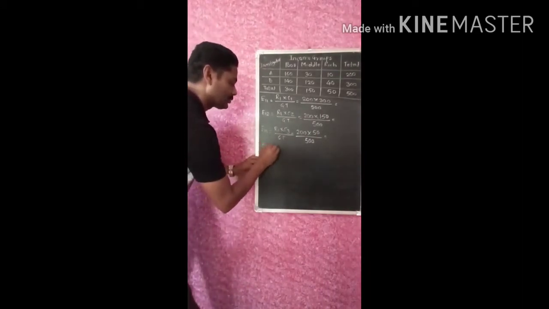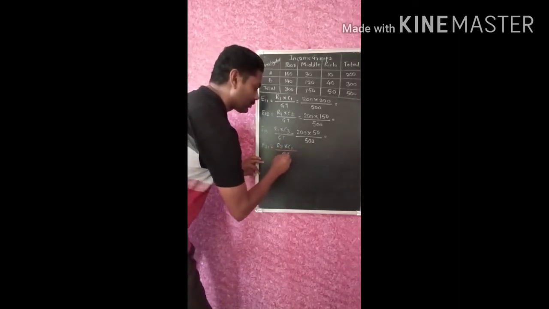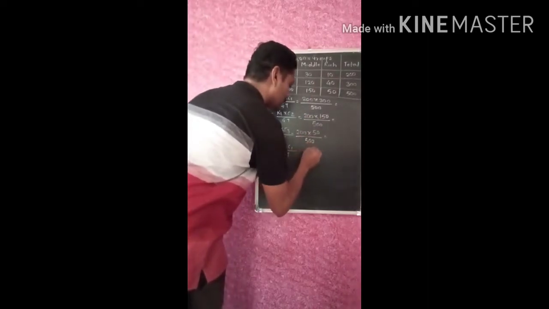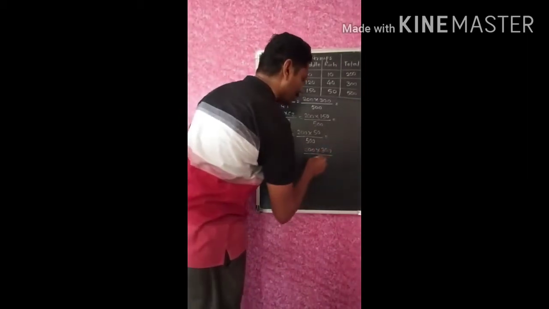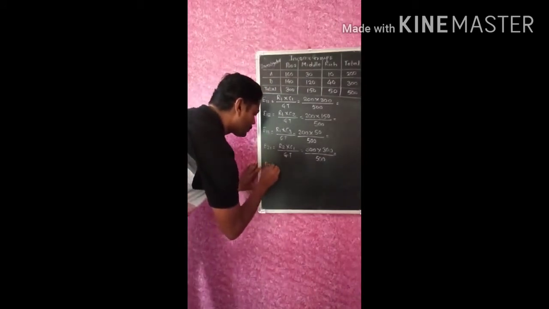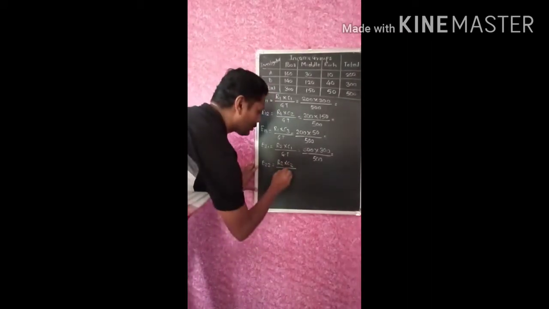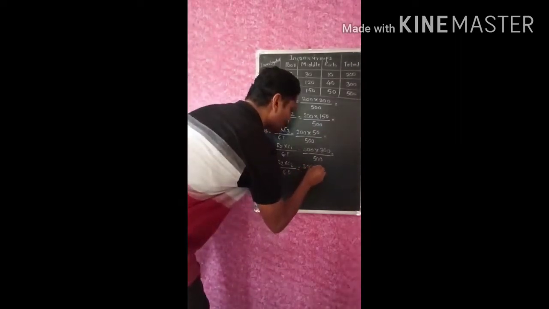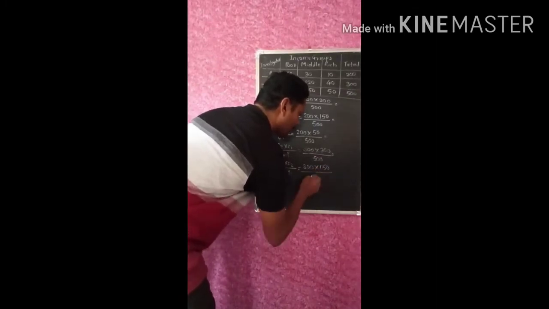E21, R2 into C1 divided by grand total. R2 second row total 300, C1 first column total 300, divided by grand total 500. E22, R2 into C2 divided by grand total. Second row total 300, second column total 150, divided by grand total 500.